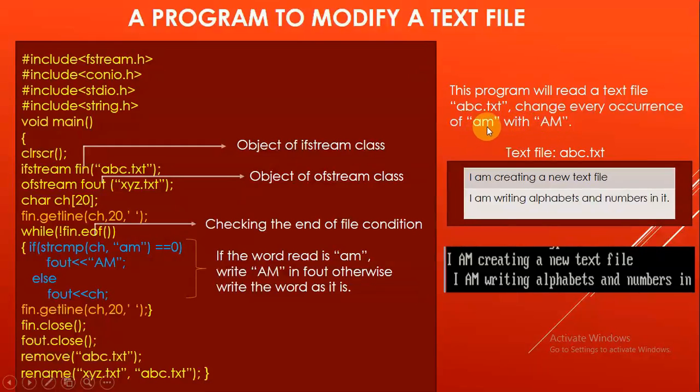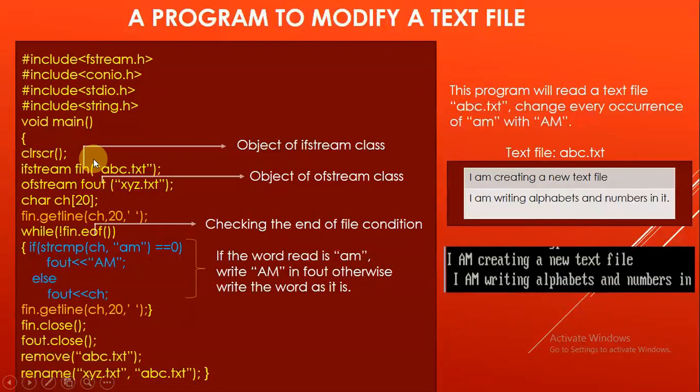The required change is small m with capital M. So I will read each and every word of this file. Here we have to change the word, so I will read the word, do the required change, and then write it to the new file. At the end, I will rename the new file and give it the original name abc.txt, and I will remove the old file because the new one is going to be my original file now.